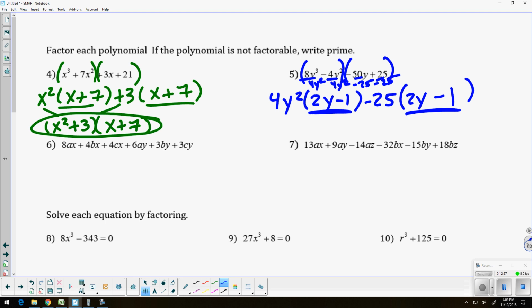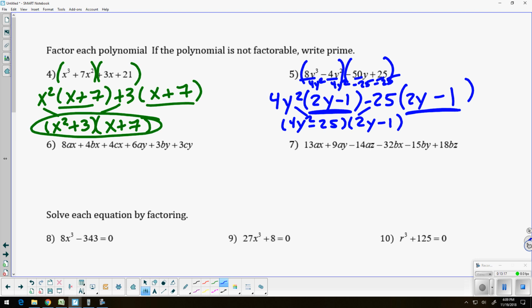Again, your 2 GCFs come together. Bring these 2, that'd be 4y squared minus 25, followed by a 2y minus 1. Again, although there are 2 of them, you only want to list it once. But you can actually keep on factoring here. We're not done. We factored by grouping, so what? You're still not done.